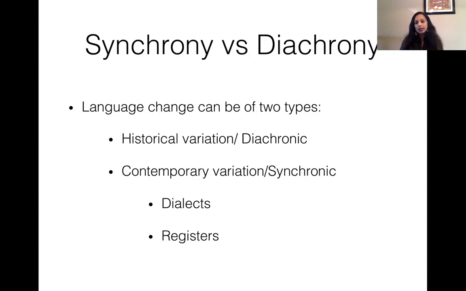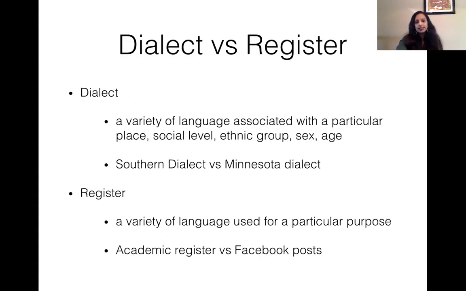And two terminology here that will be relevant and that should be familiar to you by now are dialects and registers. So a dialect is a variety of language associated with a particular place, social level, ethnic group, sex, or age. So you can have the Southern dialect, like the Louisiana version, versus the Minnesota dialect, where people often talk about Minnesota, right? Like the kind of different pronunciation patterns that they have. And register is basically the use of language for a particular purpose. So you can have academic register versus Facebook posts, for example. So that's a kind of difference in register.